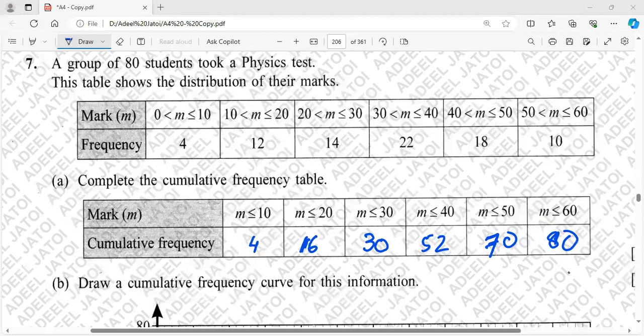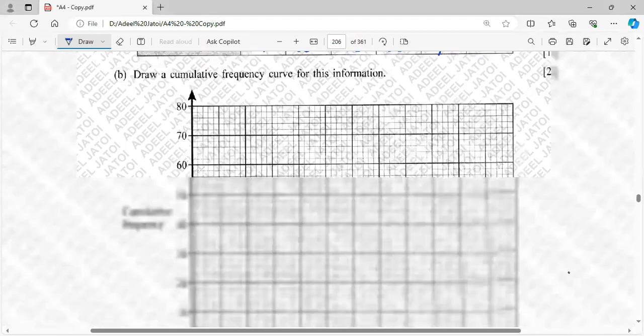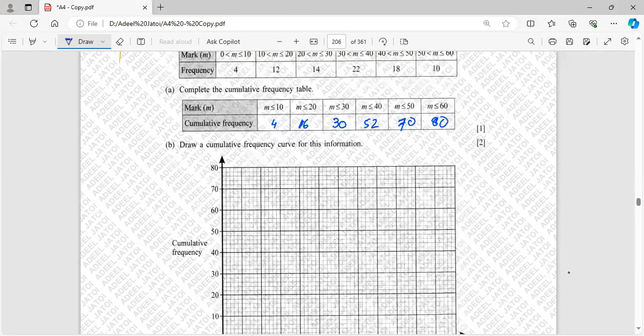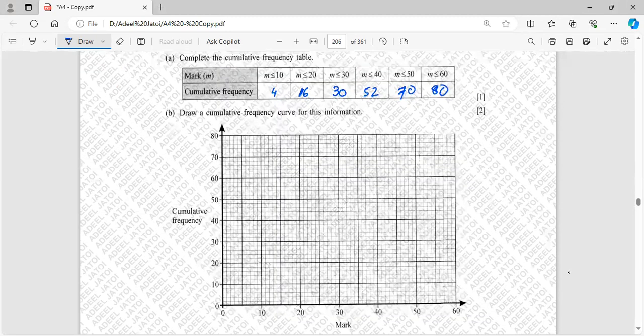Then we have to draw the cumulative frequency curve for this information. If you look at this, the examiner has given you the x-axis values. All the x-axis values representing the class widths are there, and the examiner has drawn the cumulative frequency grid as well, labeled with the numbers. So what we see is at 0, it was 0, right? We initially started at 0. On 0, you will have the value 0.